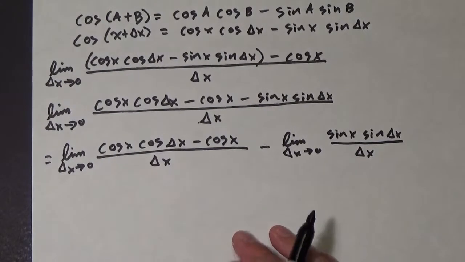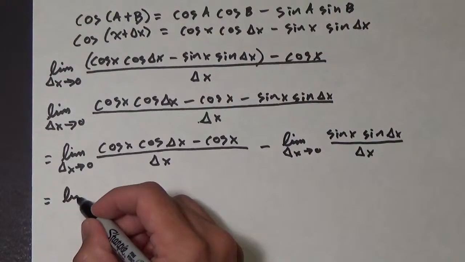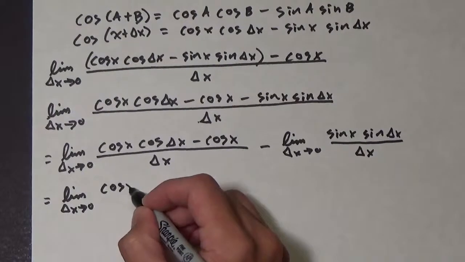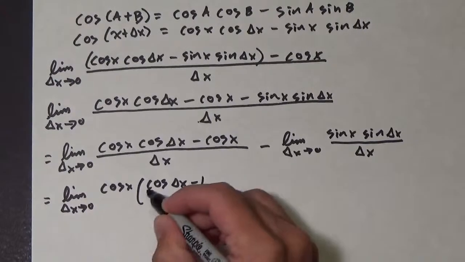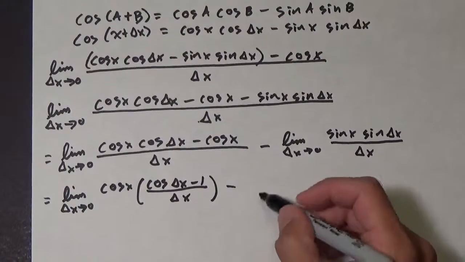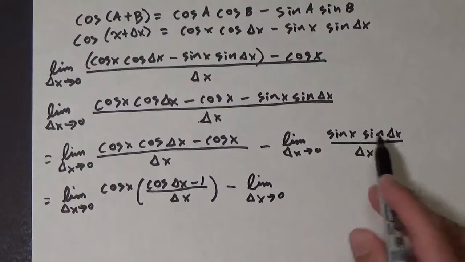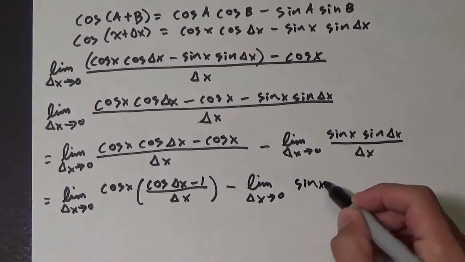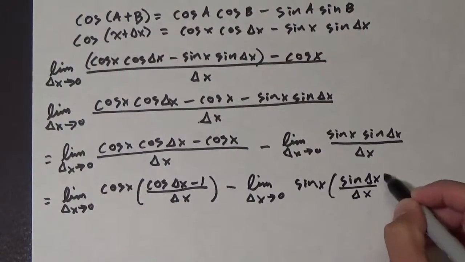Here we're going to factor out a cosine of x. So this is going to be the limit as delta x approaches 0 of the cosine of x times the cosine of delta x minus 1 all over delta x. And then we're going to subtract the limit as delta x approaches 0. And we'll do the same thing here. We're going to factor out a sine. So we're going to have the sine of x times the sine of delta x all over delta x.